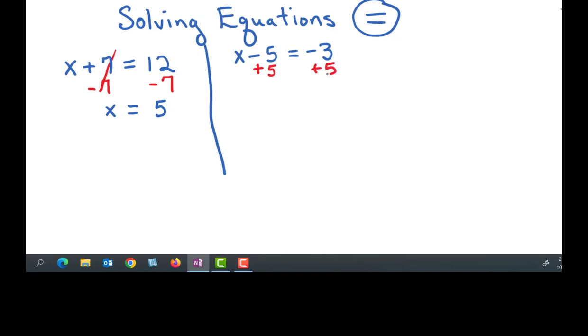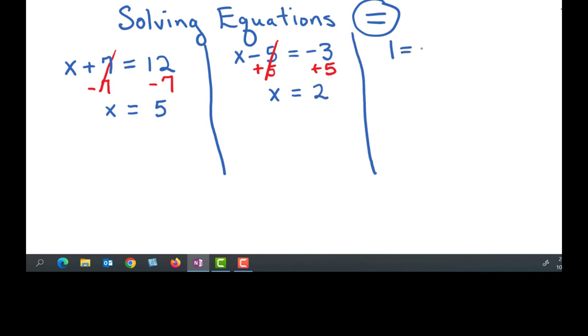Both sides. It's like a scale. You have to keep it balanced. Whatever you do to one side, you have to do to both sides. Make sure your equals come straight down. Watch your signs on the other side. Negative 3 plus 5 equals 2.